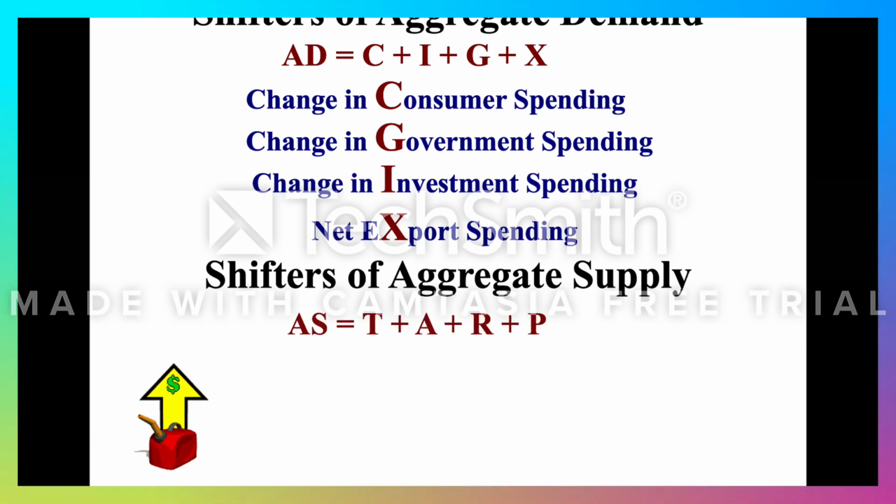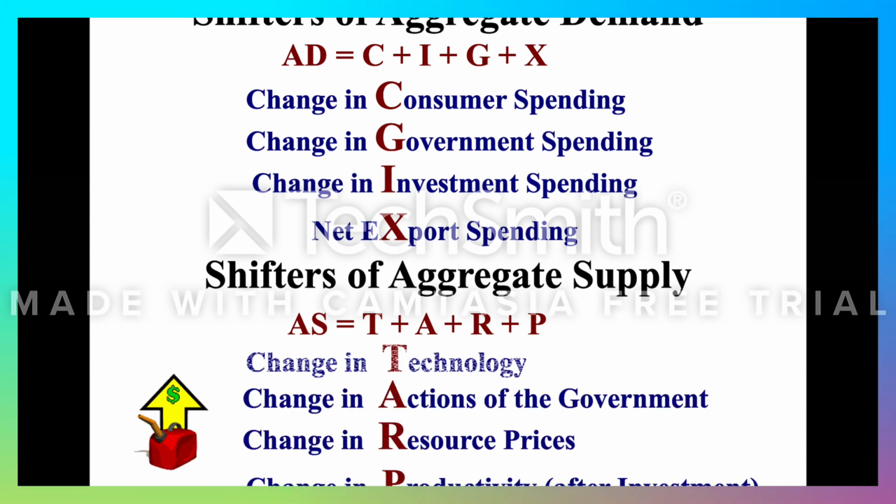Shifters of aggregate supply. A little different acronym here, but we have change in resource prices, change in technology, change in actions of government, and change in productivity, which would happen after investment. So the actions of government include your taxes, your subsidies, and your regulations. Resource prices: there's your oil, there's your wages. And productivity: your factories are getting better, your workers are working faster, and that's usually happening after the change in aggregate demand, which would have happened because of investment spending. So TARP.